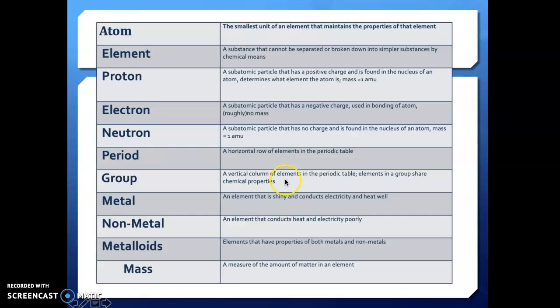Periods are rows, groups are columns. Metals are conductors, often shiny. Nonmetals are often brittle and poor conductors. Metalloids are kind of in the middle, and mass is the amount of matter in an element or in something.